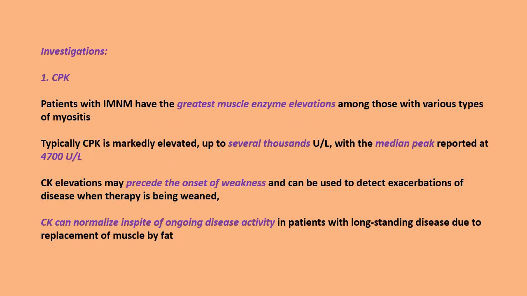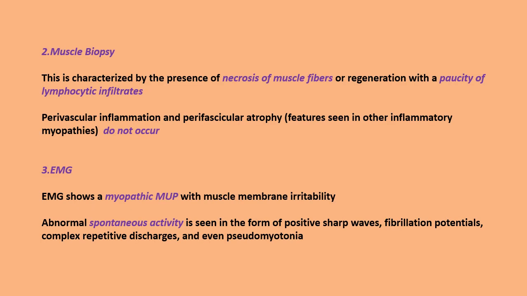Investigations. CPK. Patients with IMNM have the greatest muscle enzyme elevations among those with various types of myositis. Typically, CPK is markedly elevated up to several thousand, and the median peak is reported as 4700. CK elevations may precede the onset of weakness and can be used to detect exacerbations of disease when therapy is being weaned. CK can normalize in spite of ongoing disease activity in patients with long-standing disease due to replacement of muscle by fat.